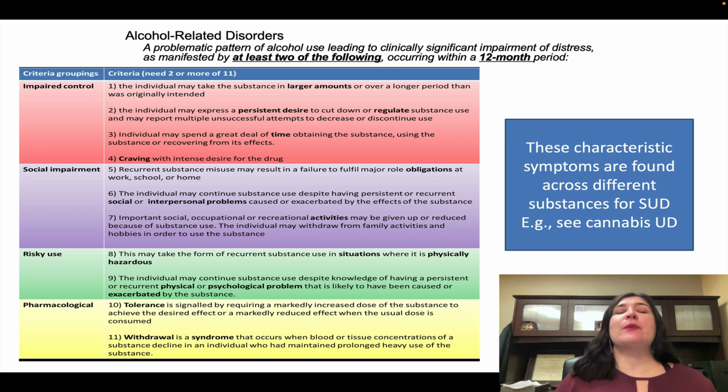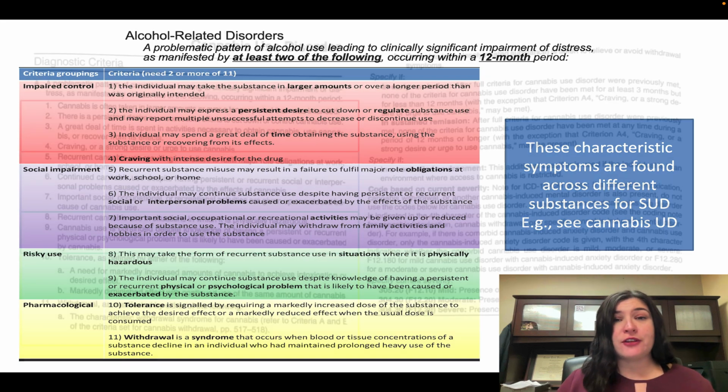And lastly, we have pharmacological groupings. This is where we look at tolerance, which is needing larger amounts of the substance in order to get a similar effect. And then withdrawal, which occurs when they cease taking the substance for a short amount of time and start to have physical and psychological effects from it.